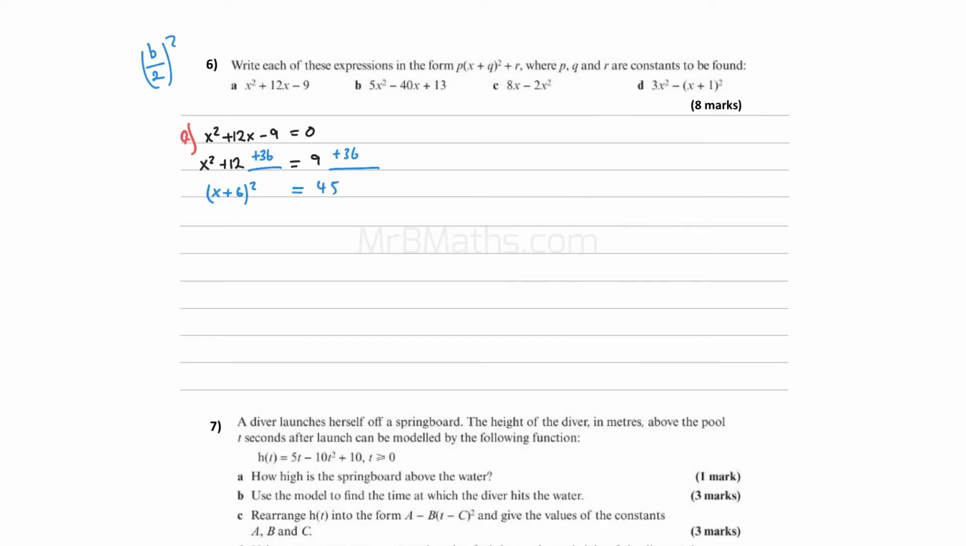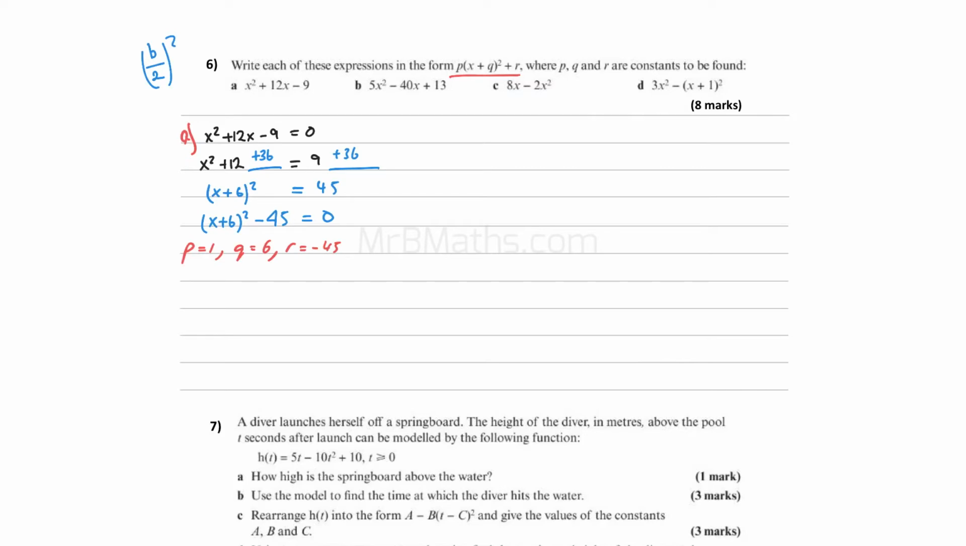So if we rearrange that now into the form of (x plus q) squared plus r, we'll end up with x plus 6 squared minus 45 equals 0. We can then look up here and finally state the values. So p is 1, q is 6, and r is negative 45.